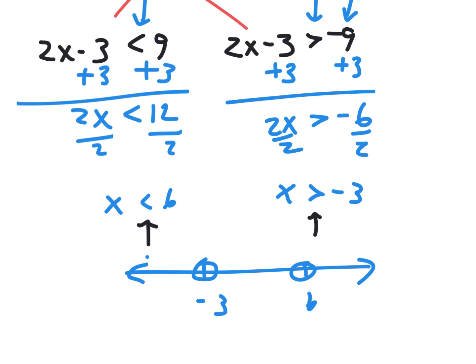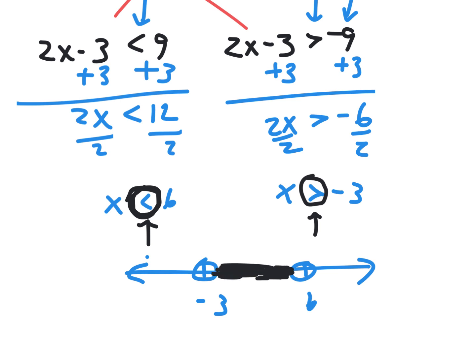X is less than 6 means I shade this way from the 6. And X is bigger than, if you still don't know which sign is which, you got to learn that. That's the greater than sign. The less than sign looks like the L here. X is greater than negative 3, that goes that way, and then that means we shade in the middle.